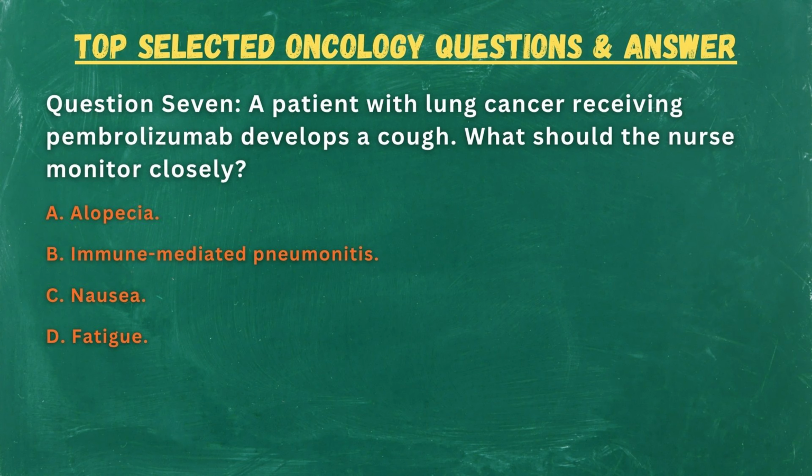Question 7. A patient with lung cancer receiving pembrolizumab develops a cough. What should the nurse monitor closely? A. Alopecia. B. Immune-mediated pneumonitis. C. Nausea. D. Fatigue. Answer. B. Immune-mediated pneumonitis.